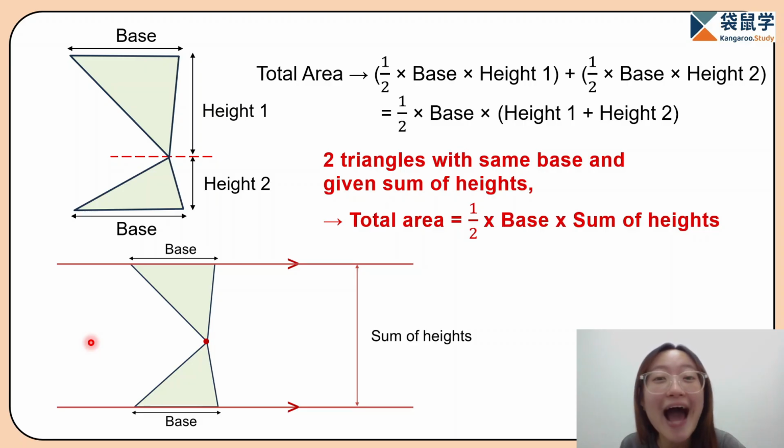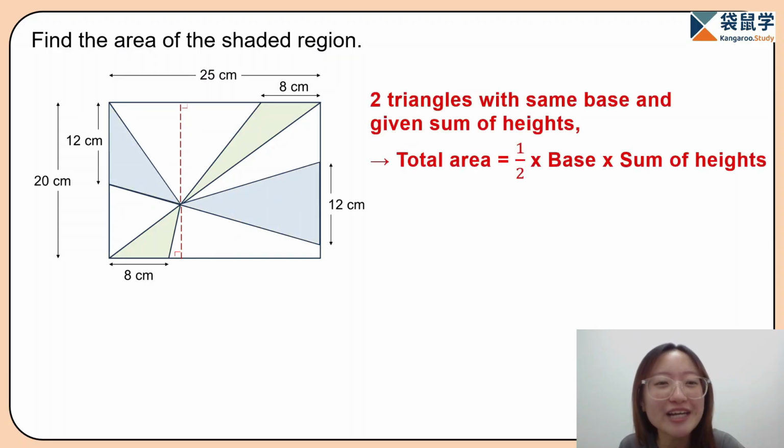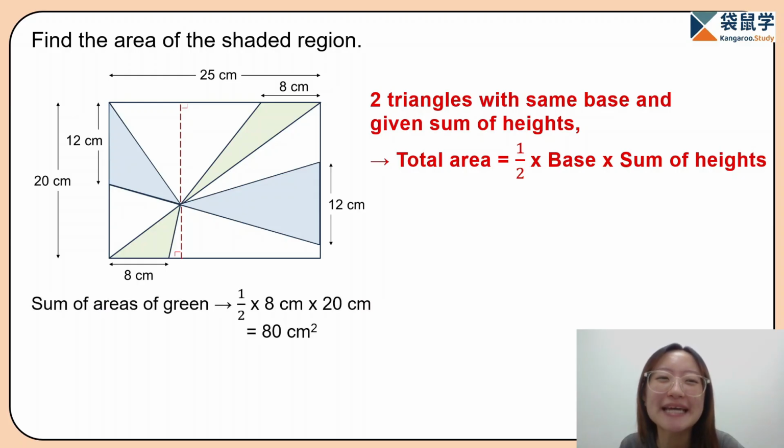Great! Now let's see how we can use this in our question. First, let's differentiate the triangles with the same bases. With our summary, how can we find the area sum of the green triangles? It will be half times 8 times 20, which is 80.